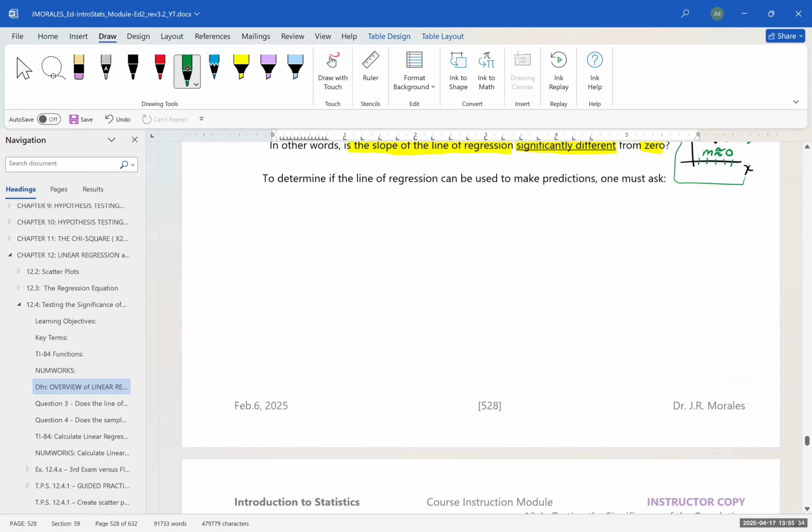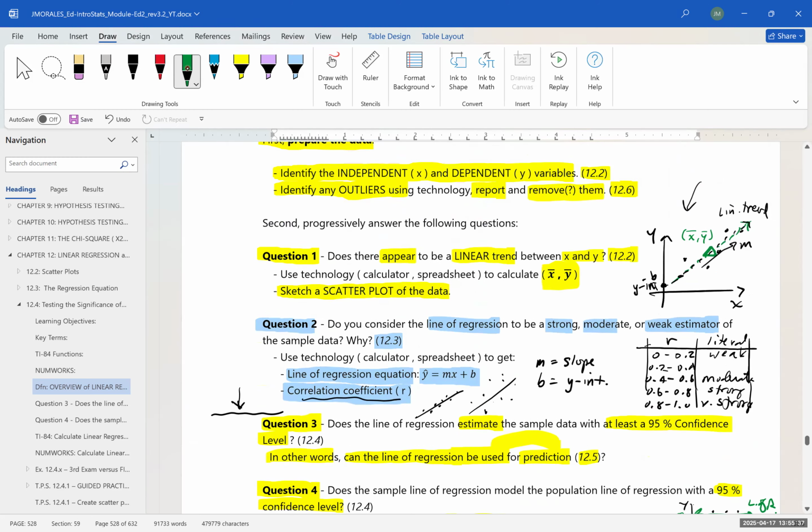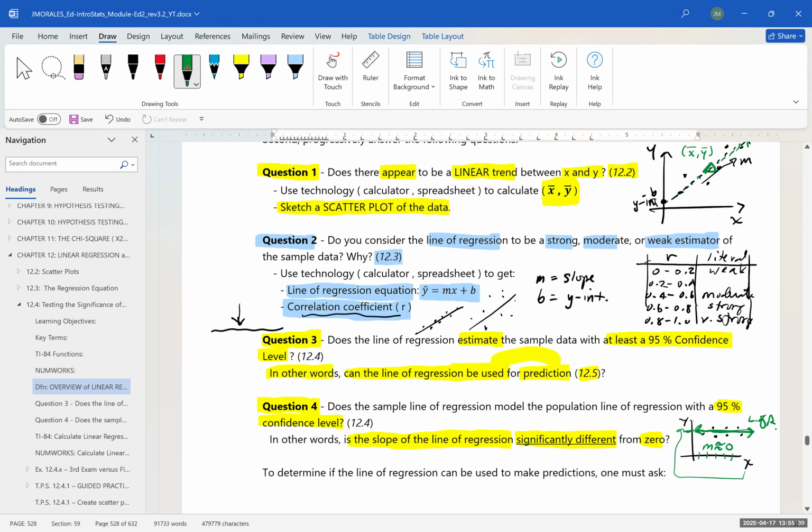So that's all four questions. In this section, we're going to be looking at these last two. First I'll talk about what's involved in answering question 3, and then what's involved in answering question 4. Then we'll do some examples incorporating those, doing the actual calculations. I think this is a good point to stop here. Let me know if you have any questions.